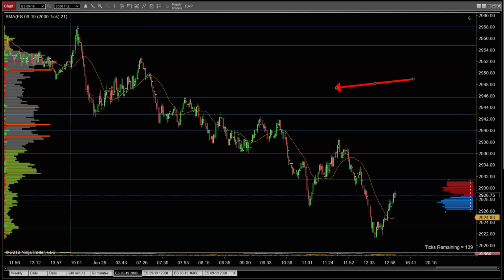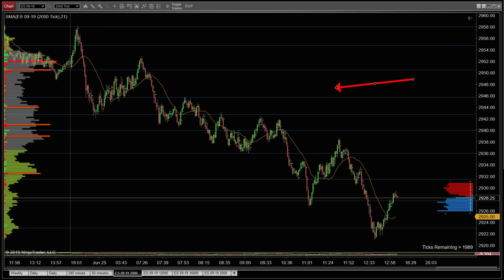Good afternoon, traders. This is the S&P 500 futures, micro futures chart review for 6/25/2019.